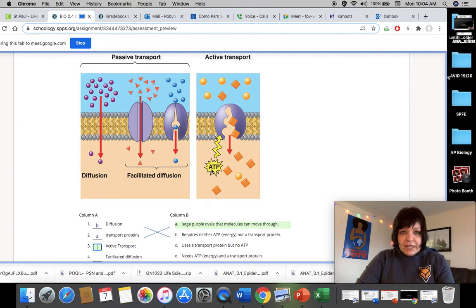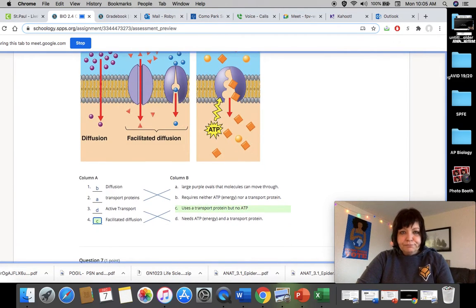Then we have active transport. Well, that's the one that needs ATP. So look at this. D needs ATP and a transport protein. So pick that one for active. And finally, let's just make sure that this works here. Facilitated diffusion uses a transport protein but no ATP. So if you look at the facilitated diffusion here, it is using the protein, but it's not using the ATP, so I'm liking it. I'm going to put in C, and bam, done.